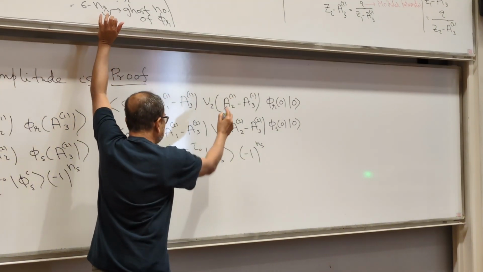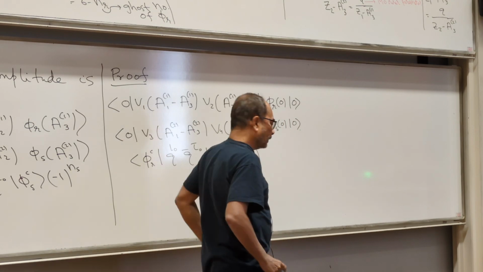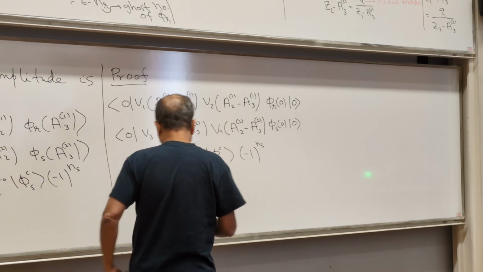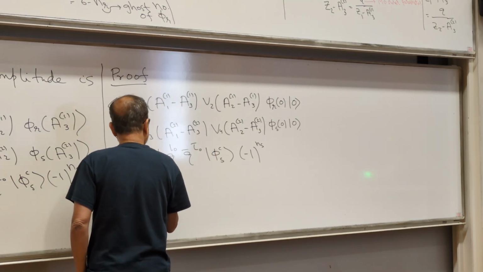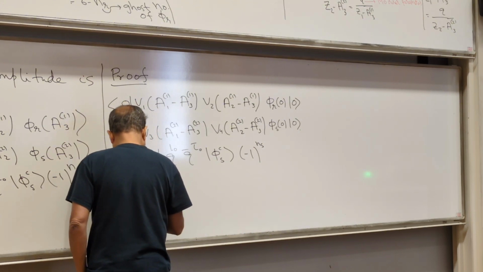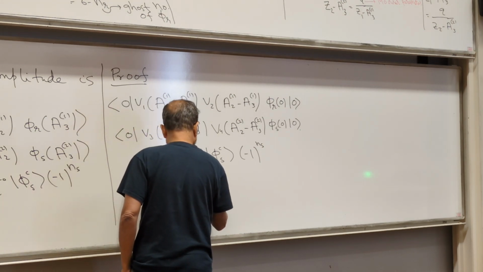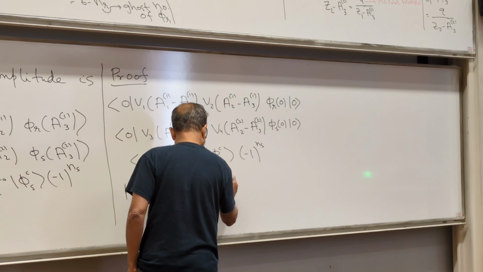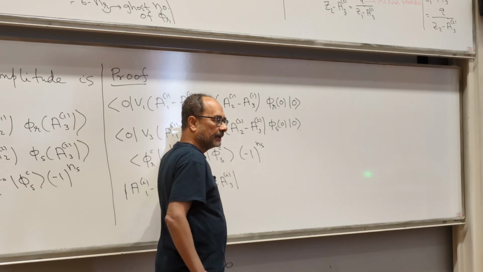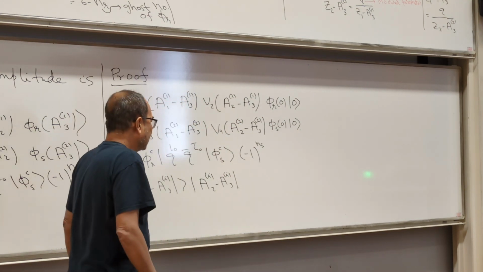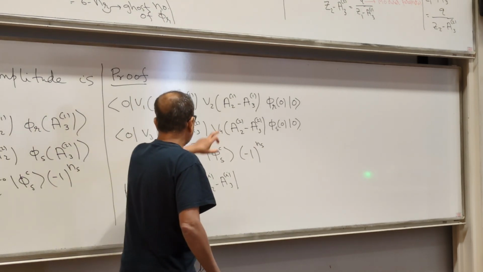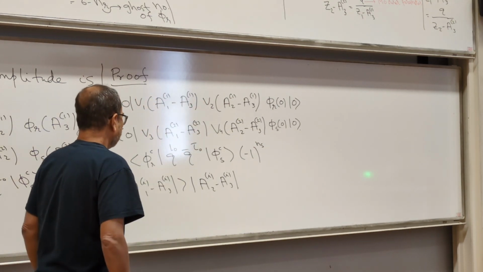In writing this, I have made one assumption, but that is not very relevant. I have assumed that mod AI1 minus AI3 is larger than mod AI2 minus AI3. Otherwise I have to put a radial ordering in this product. I just didn't want to write the radial ordering, so I have assumed this. Otherwise, either you have to do radial ordering or exchange the order.